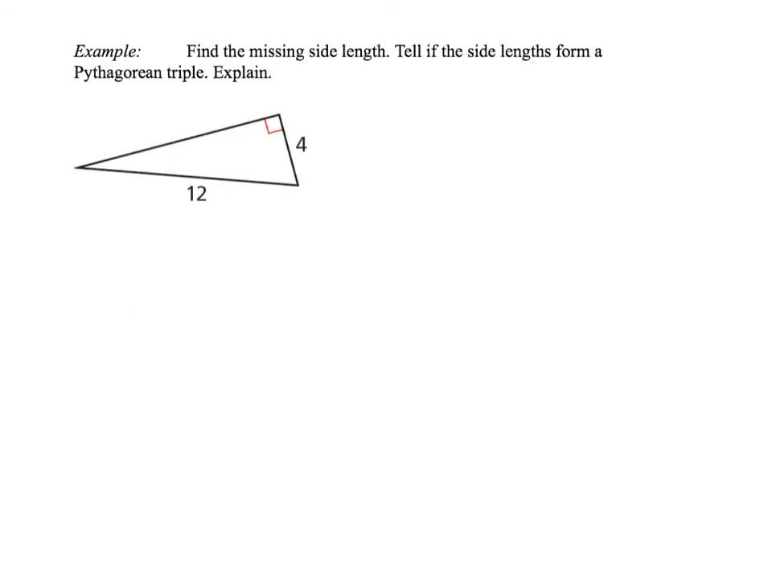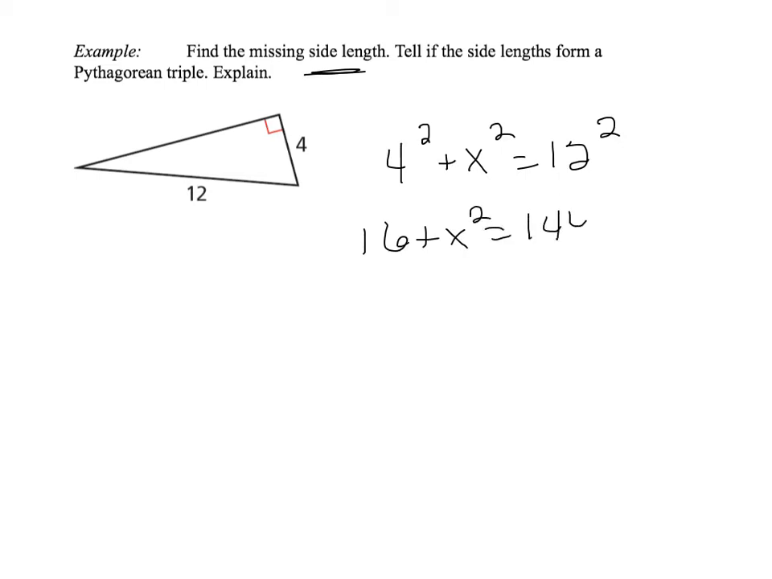So what I would like for you to do is do this example now, find the missing side length, and then tell me if the side lengths form a Pythagorean triple. So right off the bat, I don't notice anything particular about this one. What I can do though is I can go through and do my Pythagorean theorem, and I can check to see if it's a Pythagorean triple.